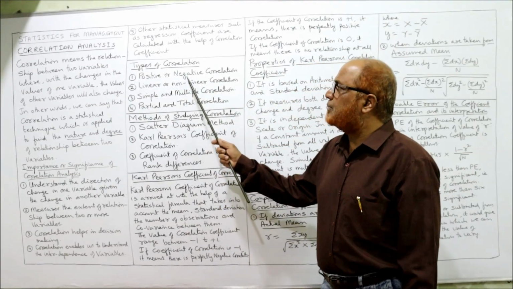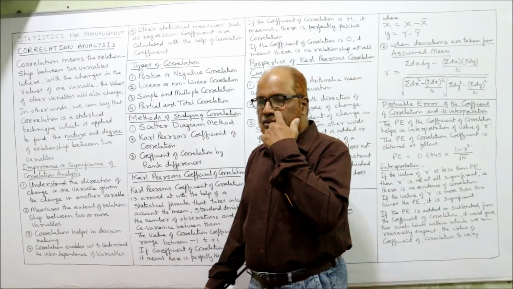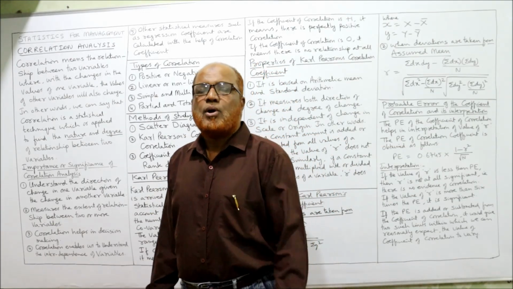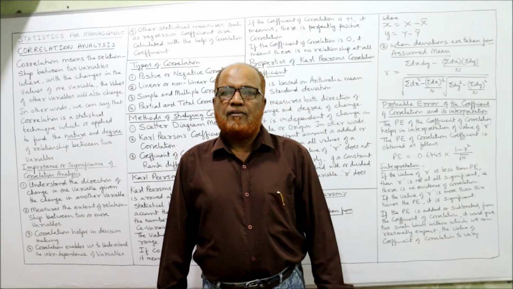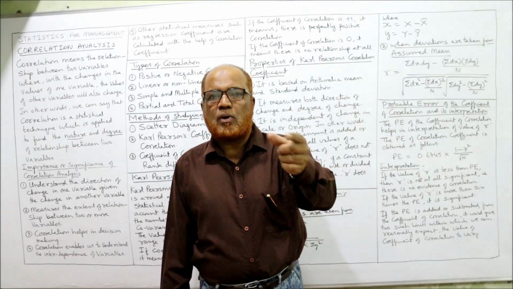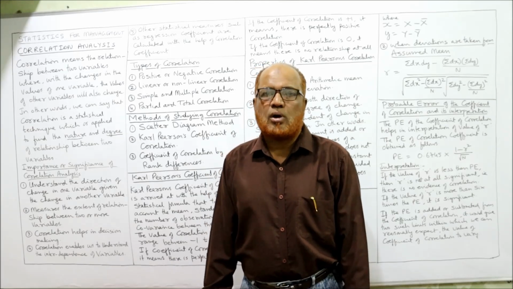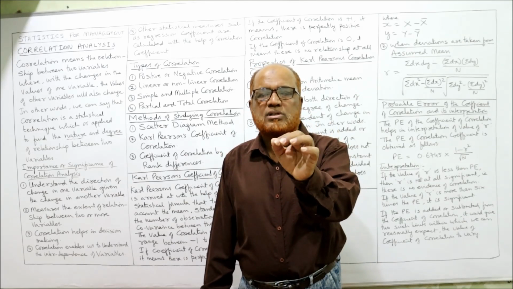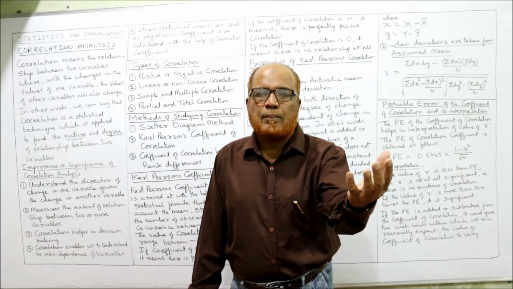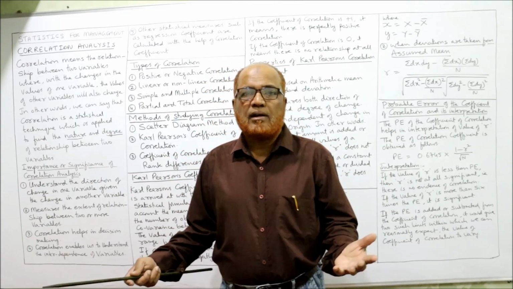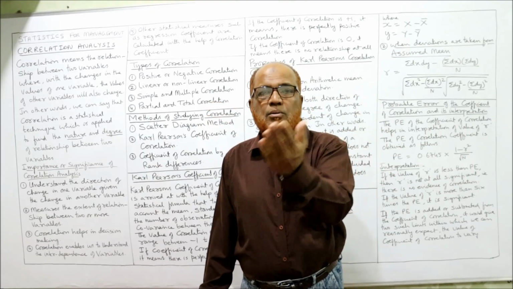Now, types of correlation. Correlation can be of different types. First, positive or negative correlation. Positive means when both variables move in the same direction. When there is an increase in X, there is a corresponding increase in Y. It is called positive correlation. The best example of positive correlation is advertisement and sales. Another example is income of the people and investment. We can make a relationship: higher the income, more investment. Higher the advertisement, more is the sales.